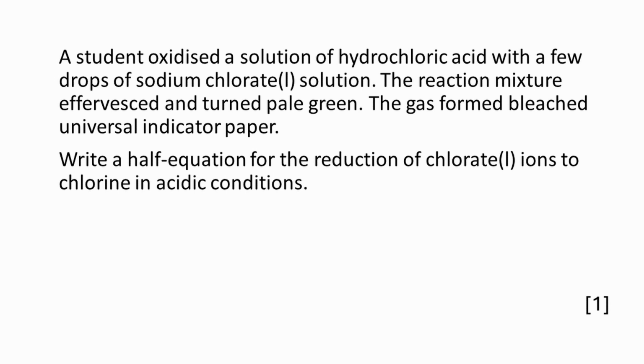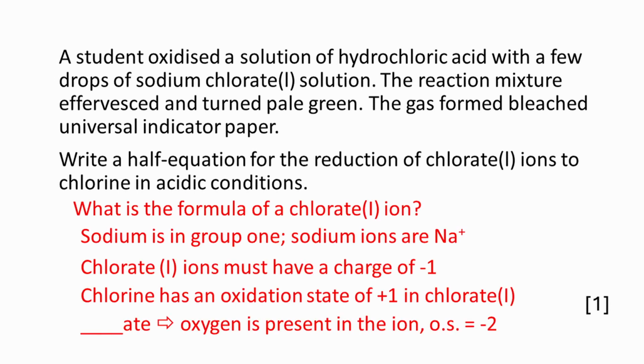Write a half equation for the reduction of chlorate(I) ions to chlorine in acidic conditions. First of all, we have to work out the formula for chlorate(I) ions. Sodium is in group 1, sodium ions will have a charge of +1. From this, we can tell that chlorate(I) ions must have a charge of -1. The Roman numeral I tells us that chlorine has an oxidation state of +1 in this ion.